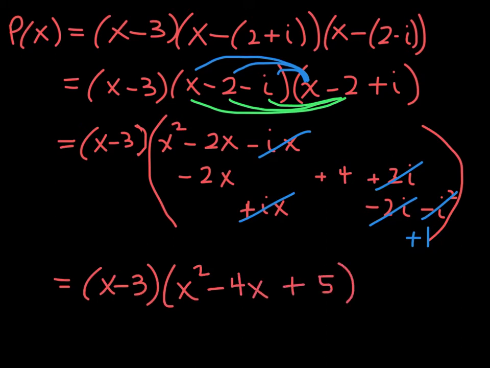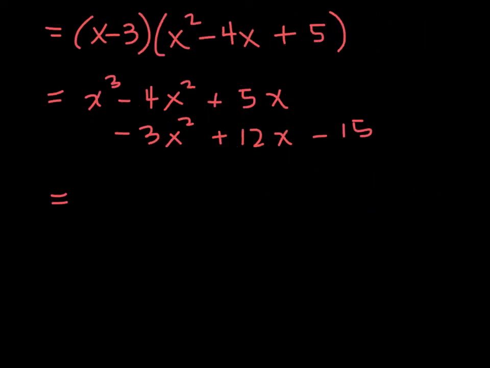So all we have to do now to write this in standard form is distribute. I'll distribute an x, and then I'll distribute the negative 3. I did the same thing. I stacked up like terms here as I distributed x and distributed -3. I get x cubed minus 7x squared plus 17x minus 15. This is my final answer for the function.